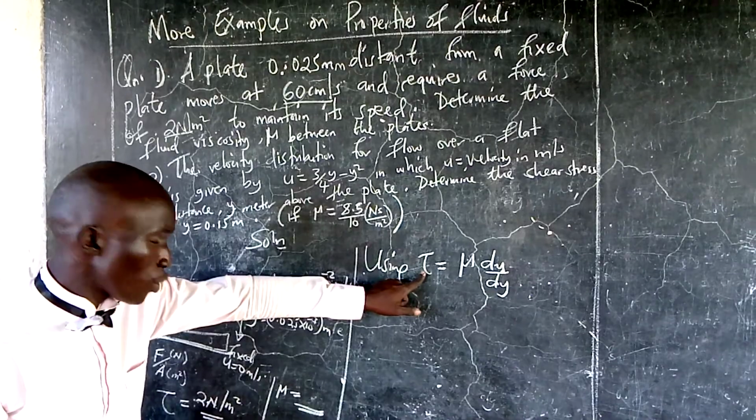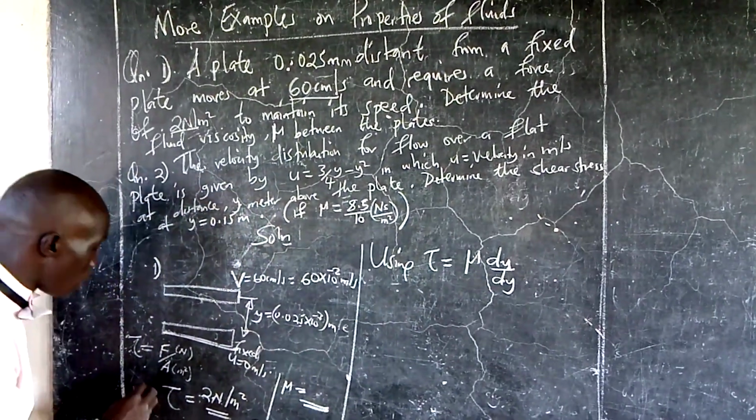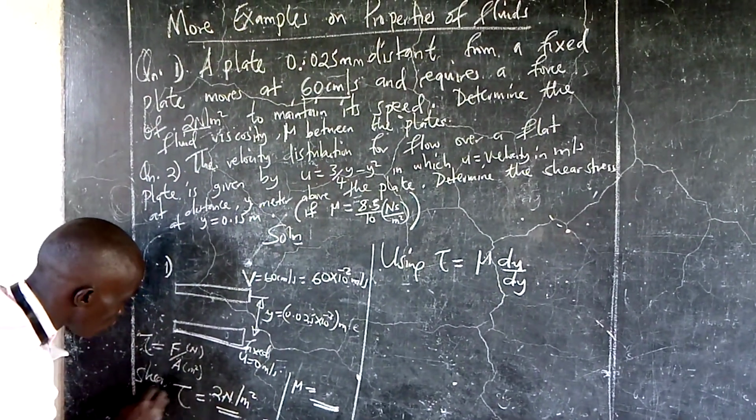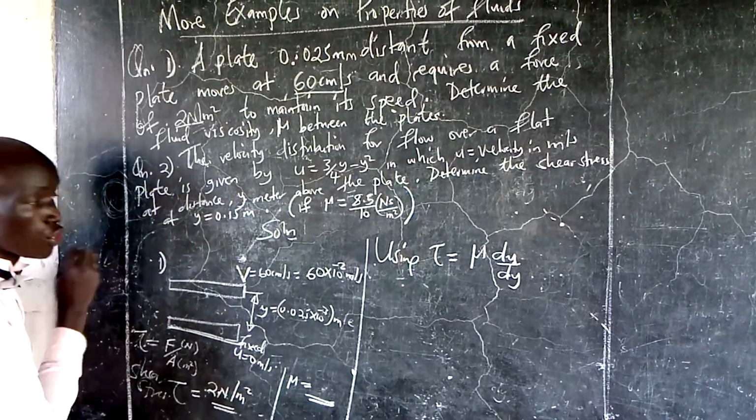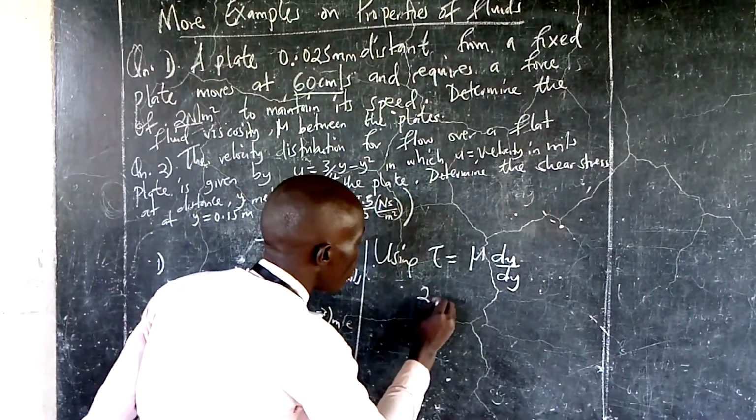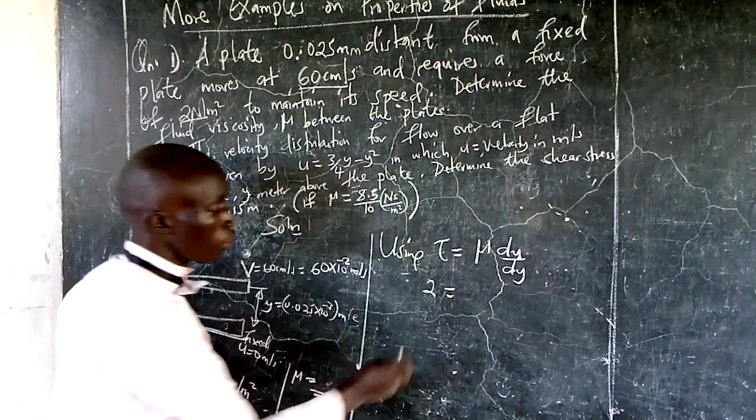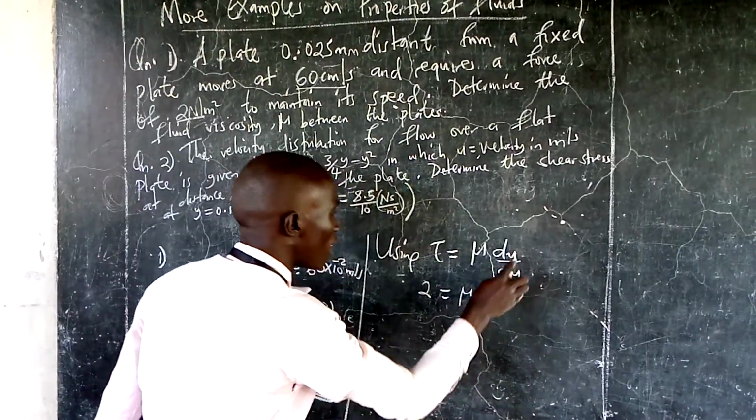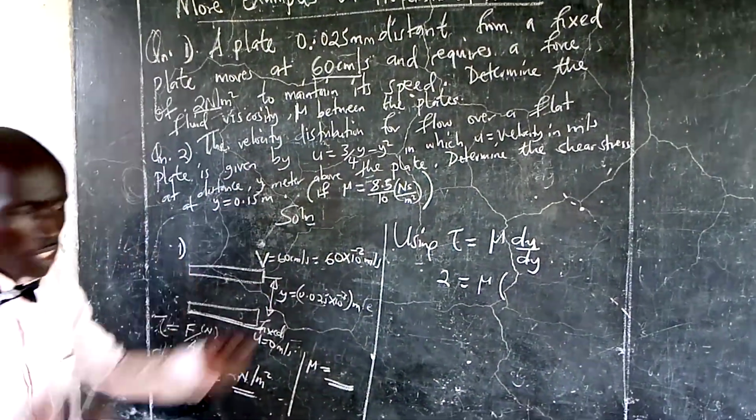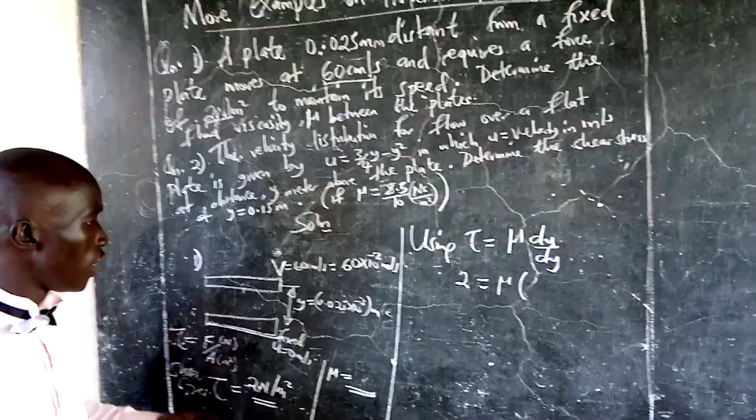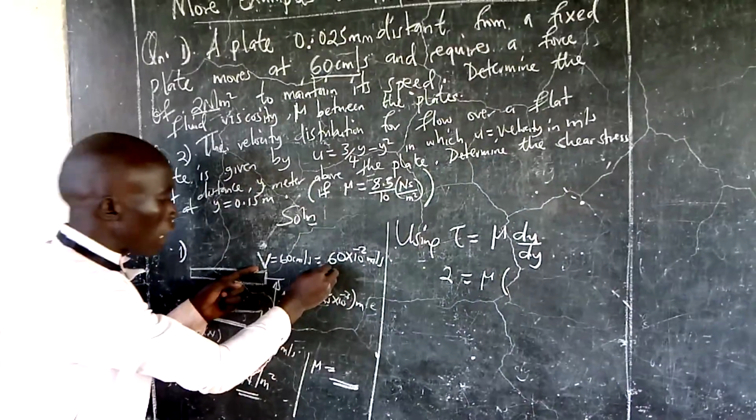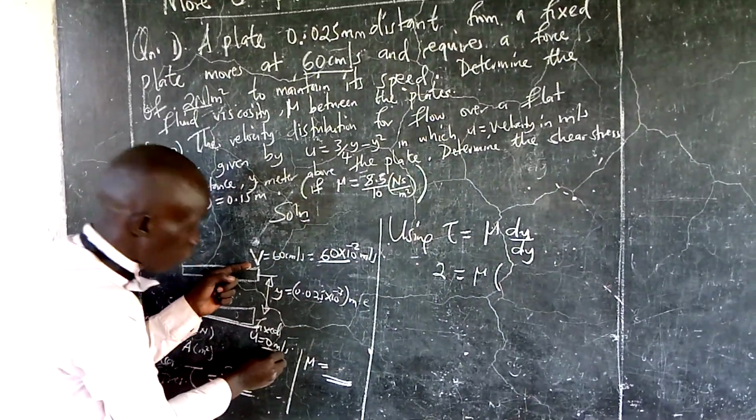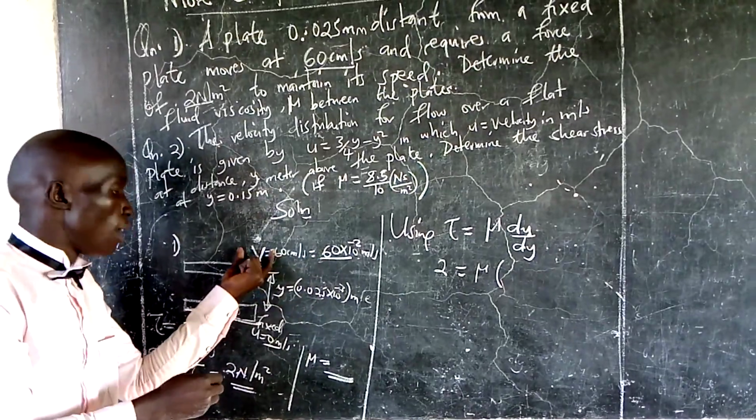What is tau, which is shear stress? Shear stress tau is 2. So you can substitute, here is 2, the same as mu, which we don't know, it's what we're looking for, mu into bracket du. du is the change in velocity. The change in velocity is going to be the bigger velocity minus the smaller velocity. So the bigger velocity is v minus u.